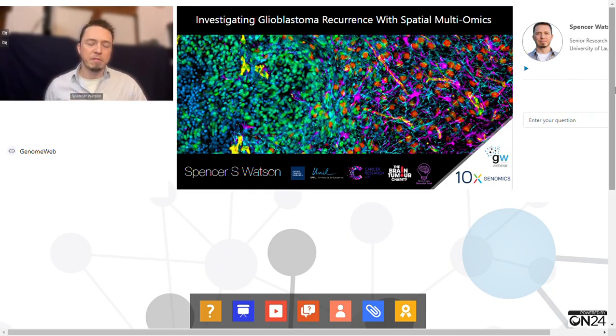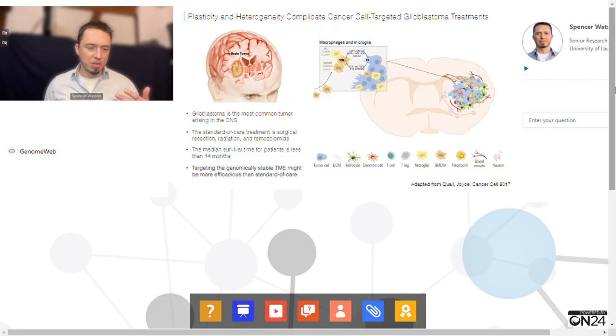A quick bit of background on glioblastoma. I'm sure many people are aware, this is the most common and most devastating tumor type that arises from the central nervous system. The standard of care for especially high-grade glioblastoma is typically surgical resection followed by radiotherapy and temozolomide-based chemotherapy. But despite these treatments, the median survival time for patients is still less than 14 months from the time of initial diagnosis.